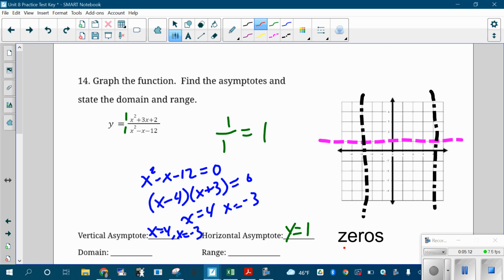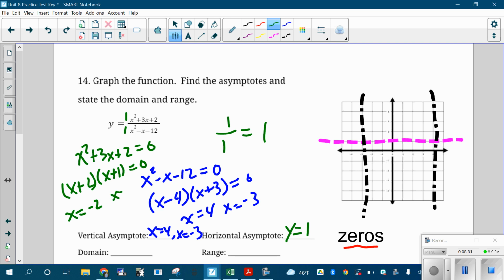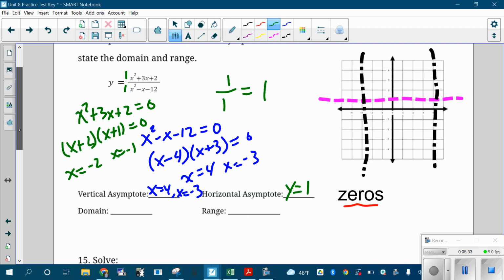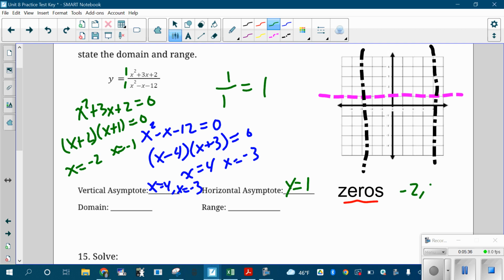Next, I'm going to figure out the zeros. Remember, zeros is a fancy name for x-intercepts. I'm going to get that by setting the numerator equal to 0. Multiplies to 2 and adds to 3: 2 and 1. All about factoring here. I get two different solutions, -2 and -1. And those are my zeros, my x-intercepts. Sometimes it's nice to write them as points: (-2, 0) and (-1, 0). Those are my x-intercepts.